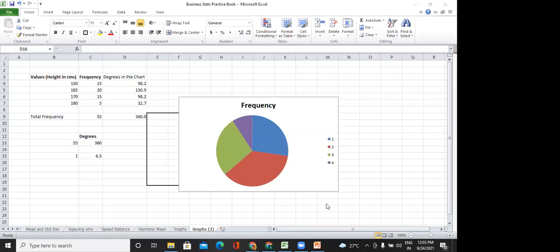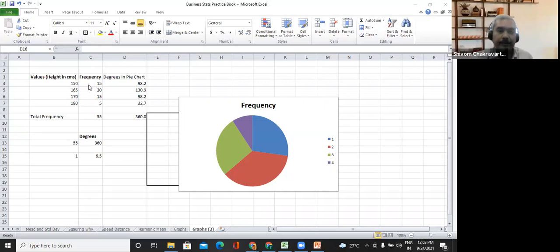Can you please explain the degrees in the pie chart you made, like the technique? I didn't understand that. Okay. Sure. So for each value, we have the corresponding frequency. Now we total the frequency. Our target is to distribute this circle into areas corresponding to frequencies. So now the total frequency is 55. So we should be able to divide this total circle into 55 equal slices.